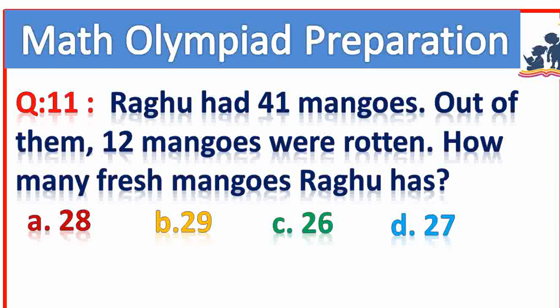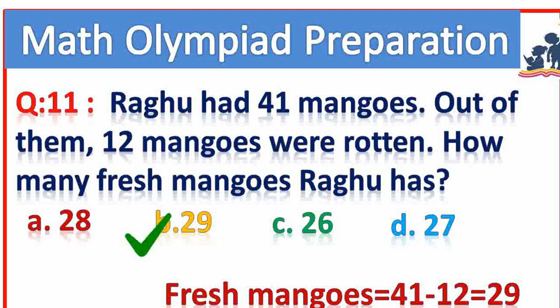Question number 11. Raghu had 41 mangoes. Out of them, 12 mangoes were rotten. How many fresh mangoes Raghu has? 29. Yes. Here, 12 mangoes are deducted. So, 41 minus 12 is equal to 29. Good.